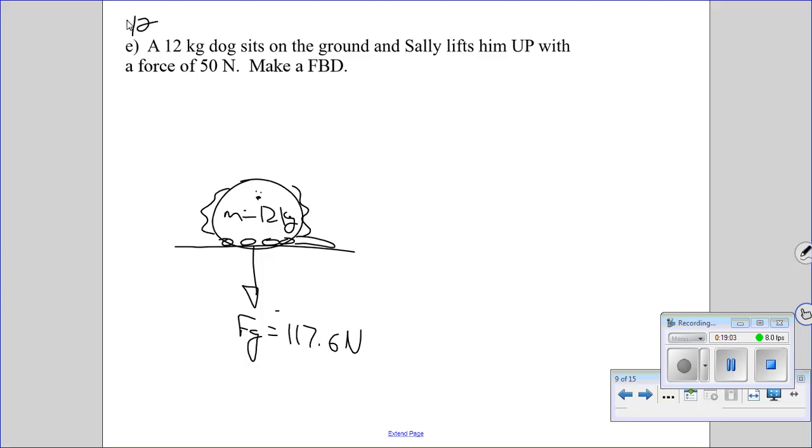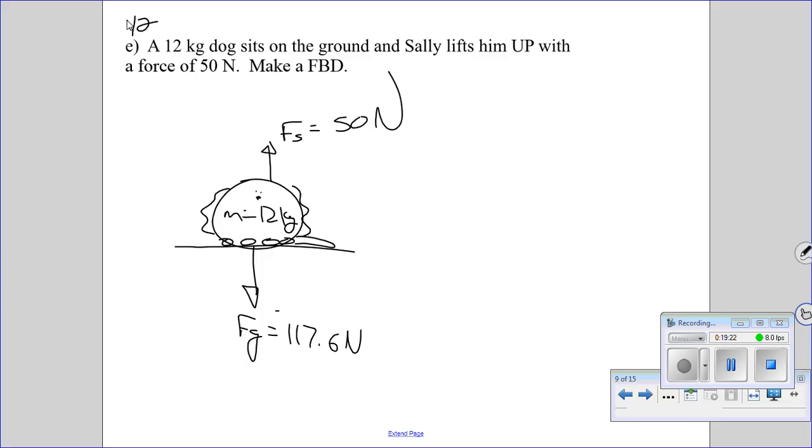Am I going too quick? Step two, any explicitly given forces. Sally. Sally this time is lifting up on the dog with 50 newtons of force. Up this time instead of down. So again, we got to think.